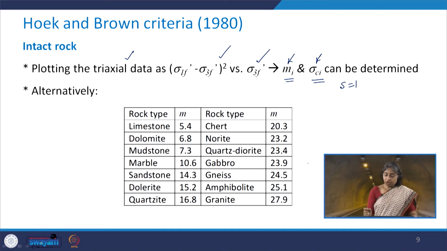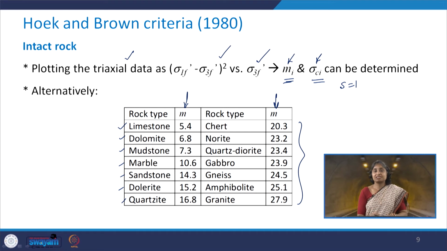Alternatively, let us say I am not able to conduct the test and find out the value of Mi. For different rock types, the typical values of Mi for the intact rock have been mentioned here. This table is not new to you. We have discussed this earlier as well when we were discussing the classification systems of the rock mass. The better the quality of the rock, the better will be the value of Mi with reference to intact rock.